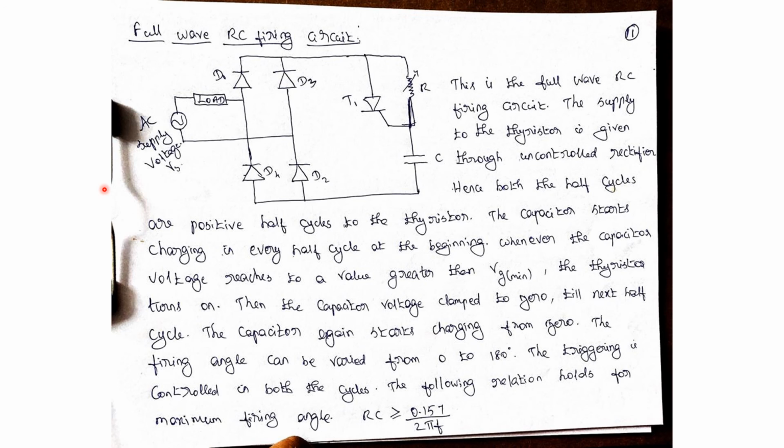The thyristor will be triggered when the capacitor voltage is greater than the minimum gate voltage. The thyristor turns on. Okay, when the thyristor turns on, the capacitor voltage is clamped to 0. Then it will wait for another half cycle. Here also the firing angle can be varied from 0 to 180 degrees. That's why we are controlling in both the half cycles, so the name full wave RC firing circuit is given.